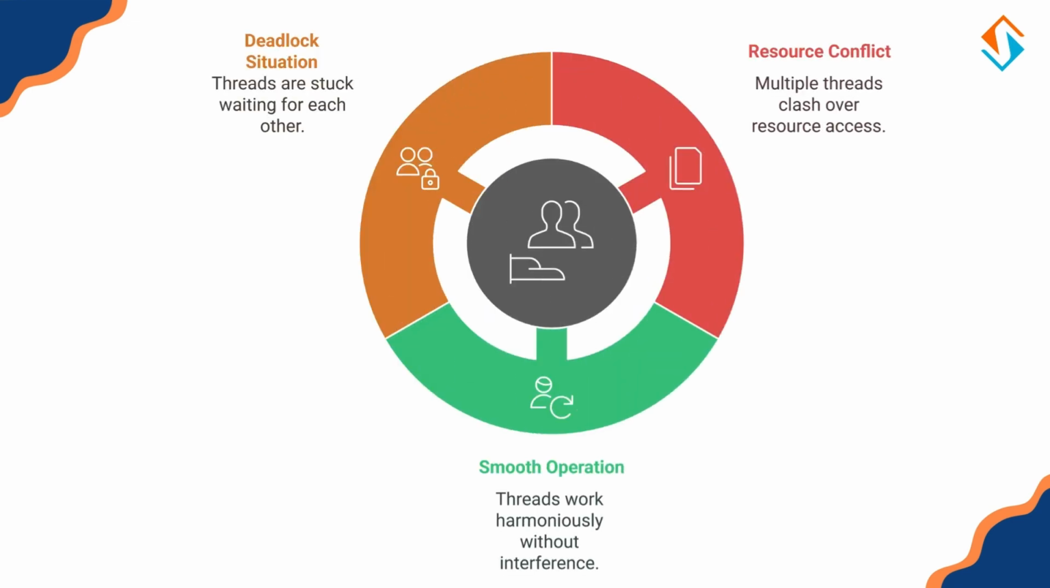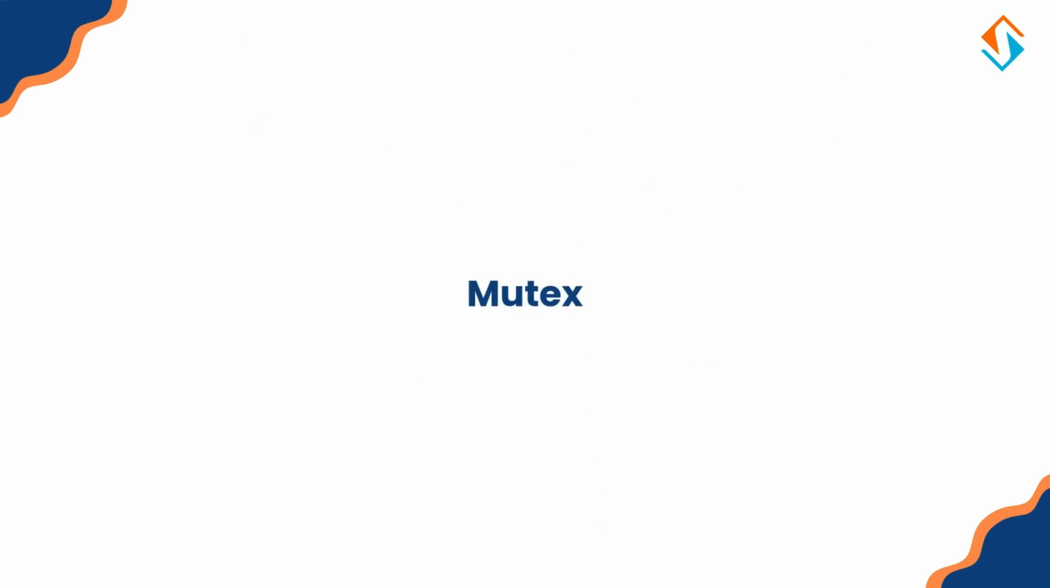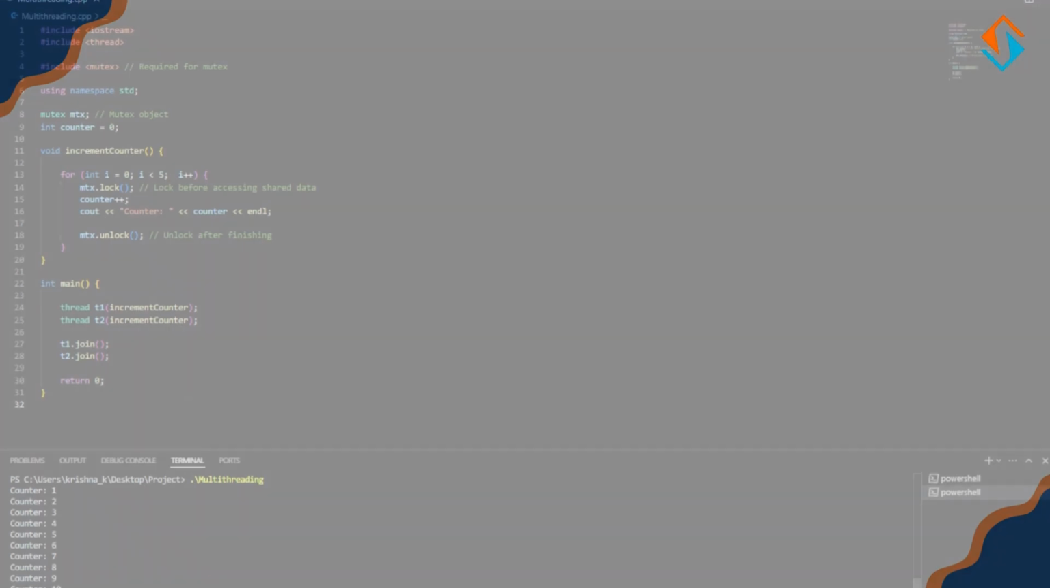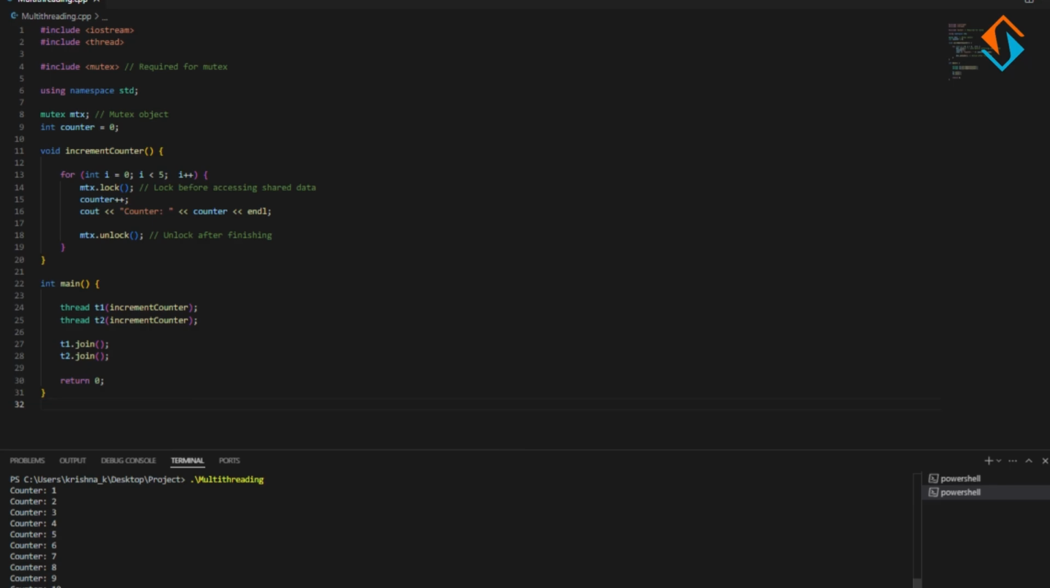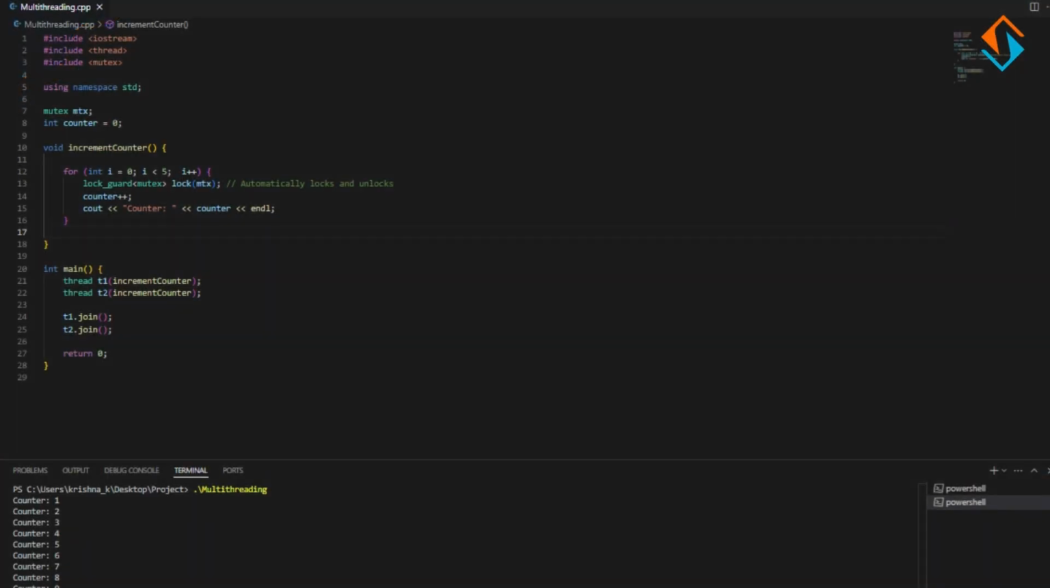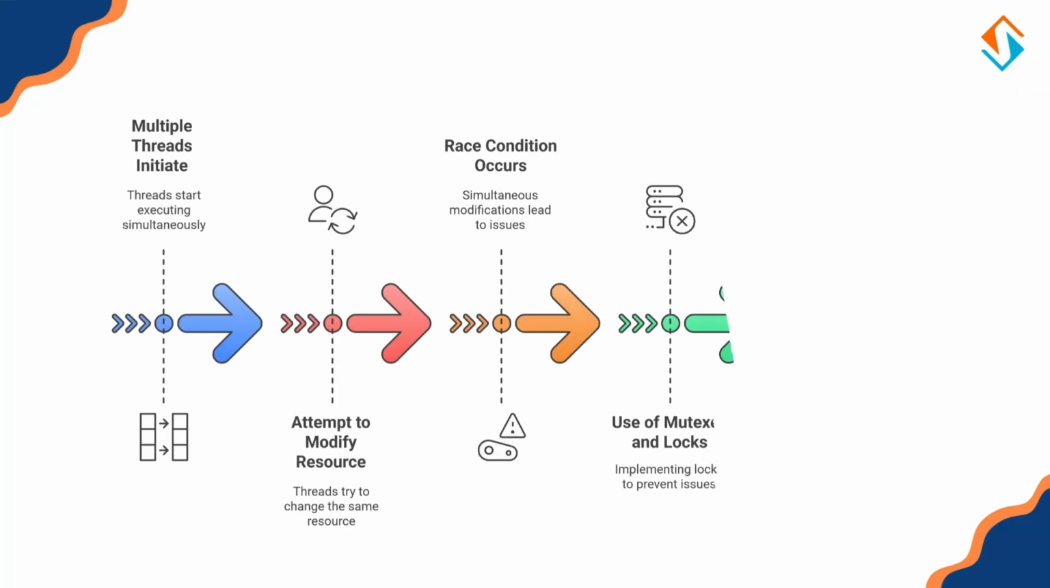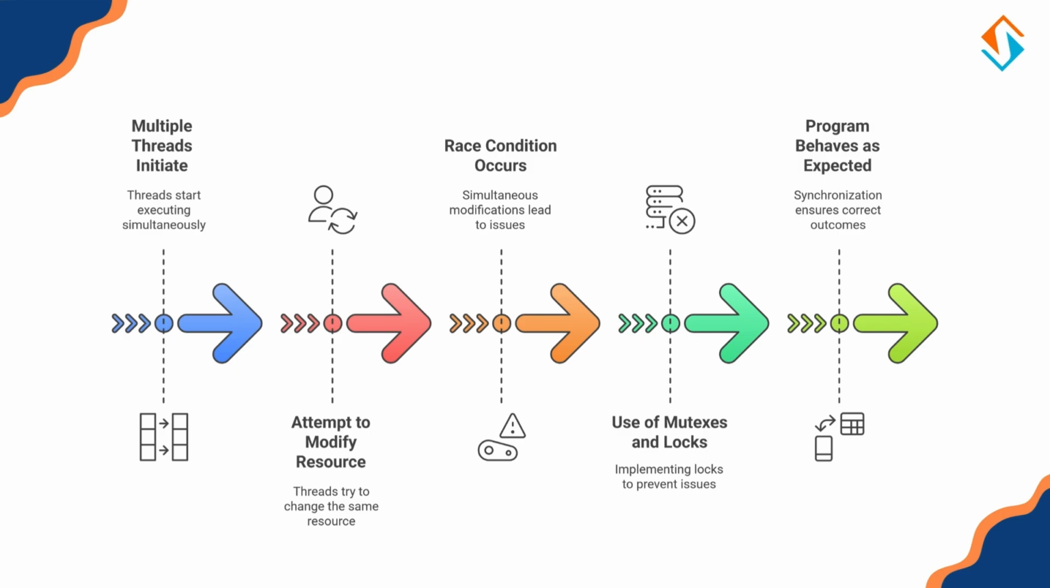Threads are great, but what happens when multiple threads try to modify the same resource at the same time? That's where synchronization comes in, ensuring things don't go haywire. A mutex, short for mutual exclusion, allows only one thread to access a resource at a time. Instead of manually locking and unlocking a mutex, you can use std::lock_guard or std::unique_lock to handle it automatically. Without synchronization, you could end up with a race condition, where two threads modify a resource at the same time, leading to unpredictable results. Mutexes and locks help ensure your program behaves as expected.